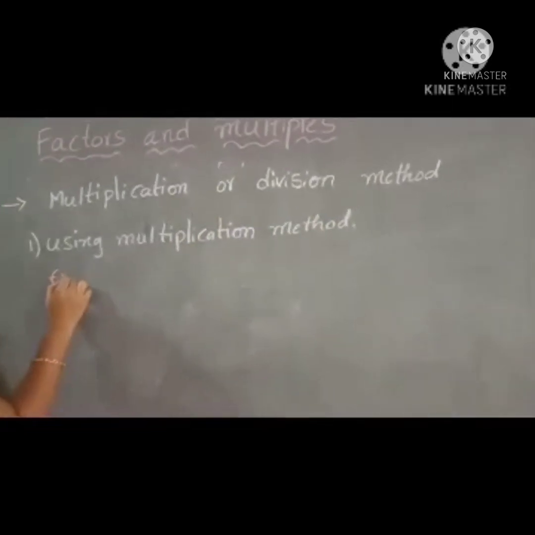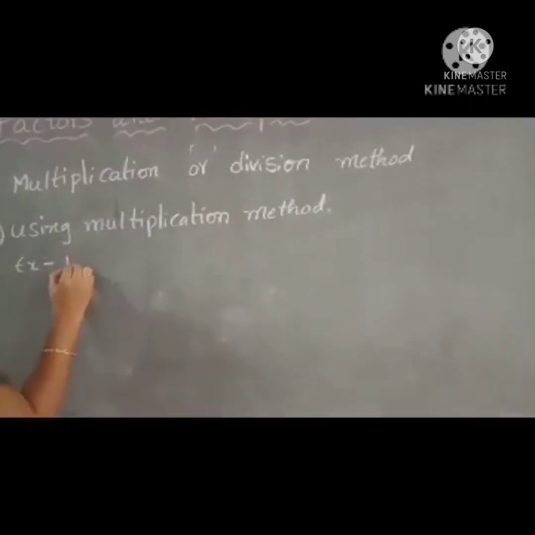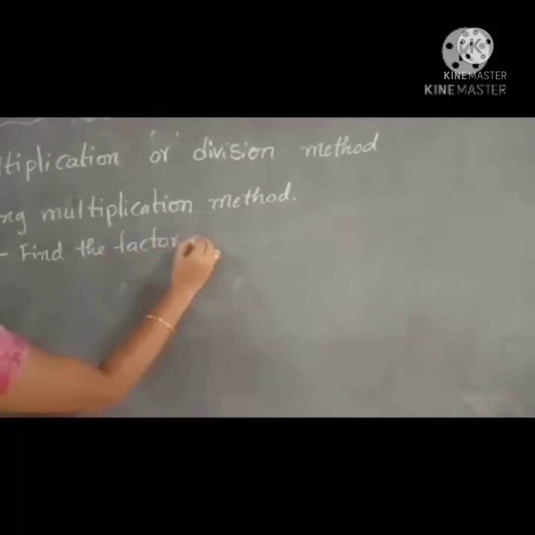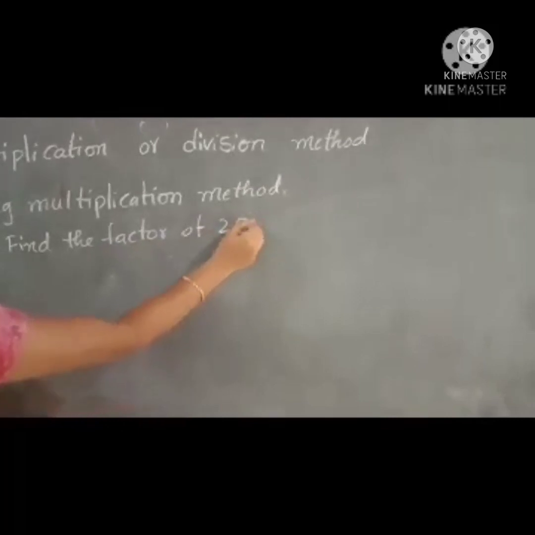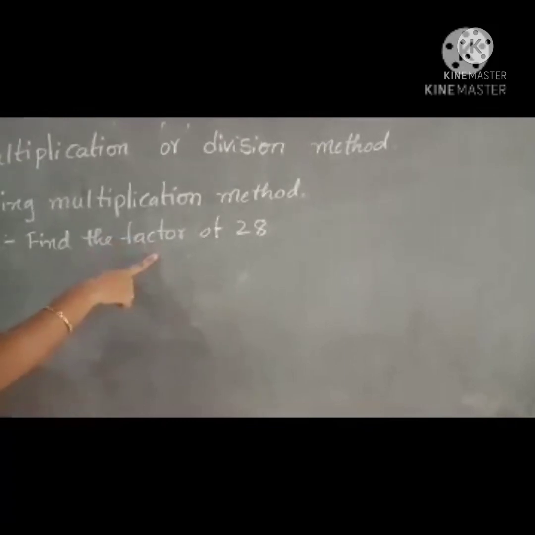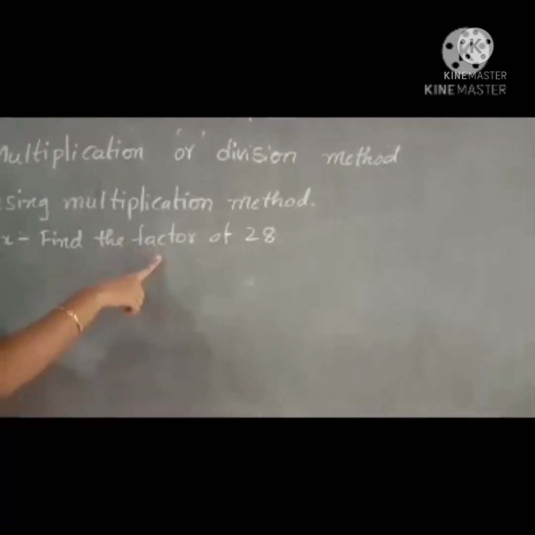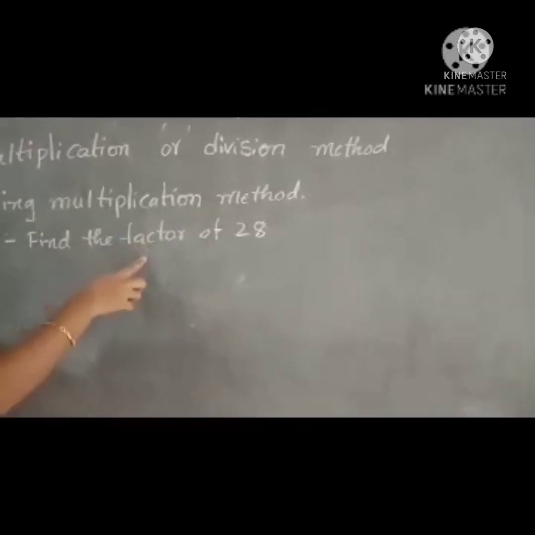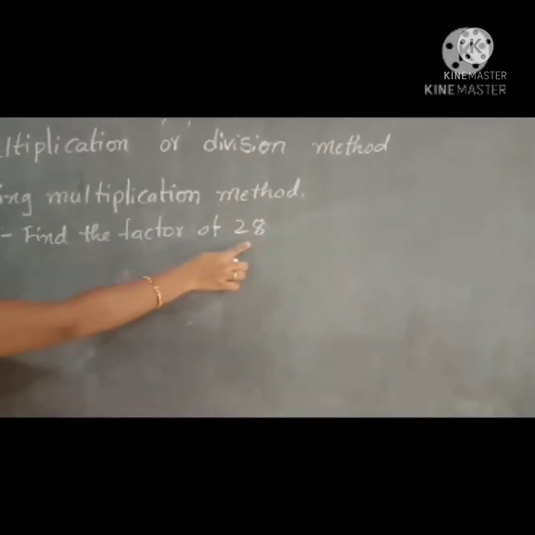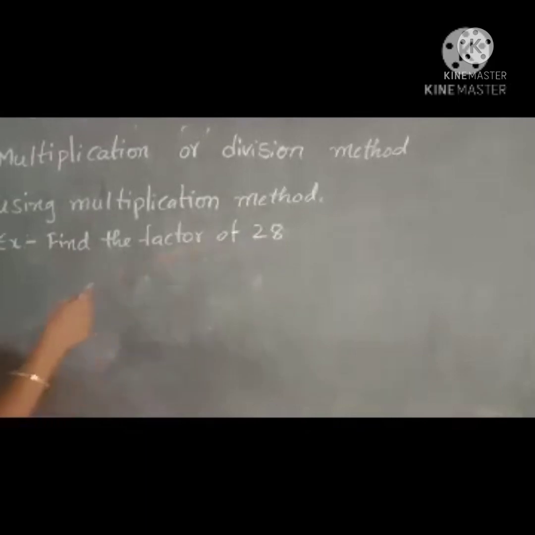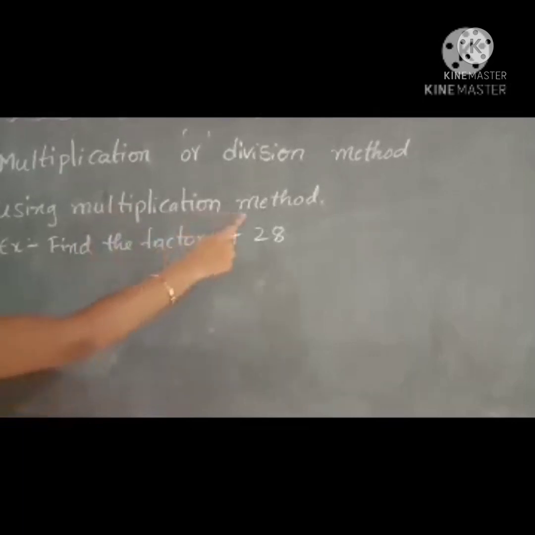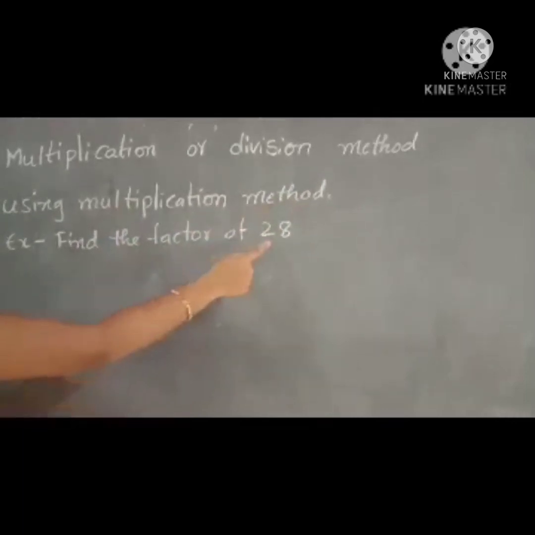For example, in this we are taking the number, find the factors of 28. Children, listen carefully now. Factors and numbers are very important. In the previous class, 4th class, and here in 5th class also factors are there. In 6th class, 7th class, in higher classes also factors are very important. Listen carefully now. Find the factors of 28. Which method are we using here? Multiplication method.